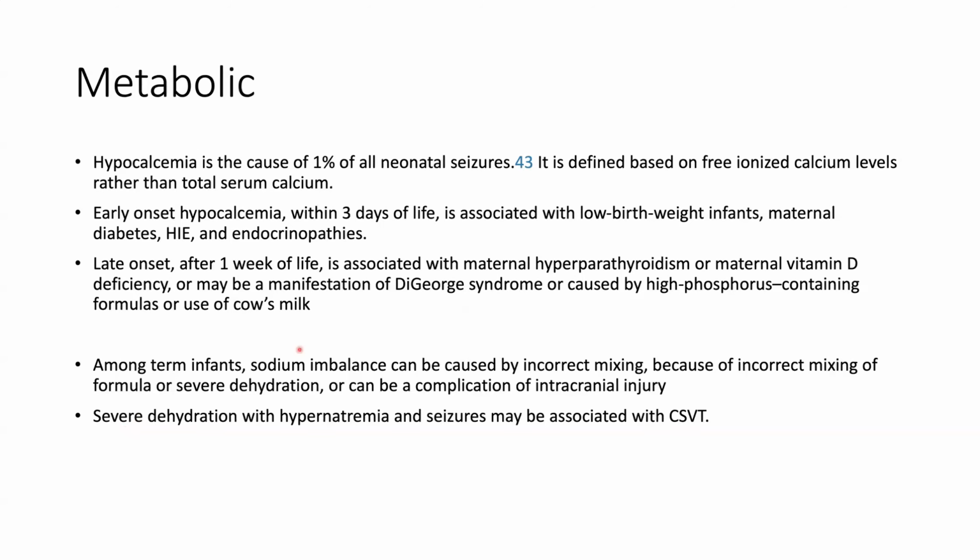Among term infants, you should always consider hypernatremia as an important cause, because term infants, when they are discharged home and subjected to faulty feeding, can develop sodium imbalances leading to hypernatremia. This is generally caused by abnormal maternal nutrition as well as a combination of incorrect mixing of the formula or severe dehydration. Both of these can exist together, or it can be a complication of intracranial injury, right?